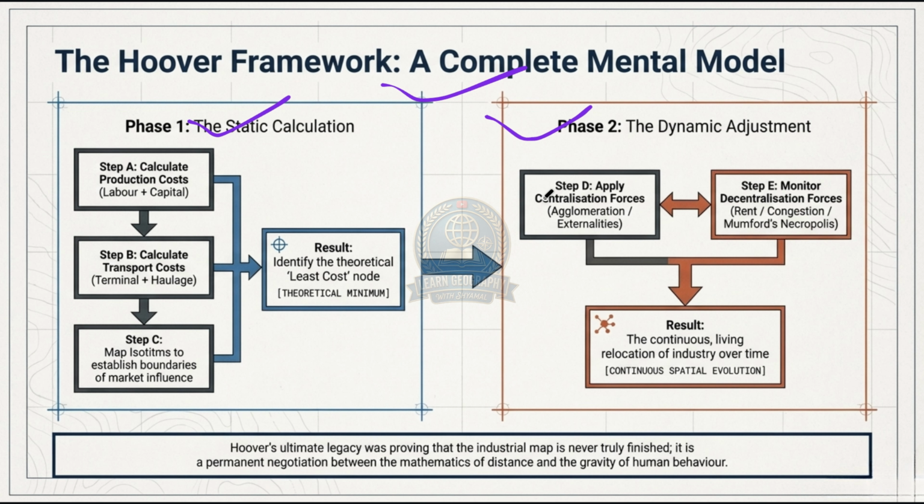Phase 2, the dynamic adjustment. Step D, apply centralization forces, agglomeration and externalities. Step E, monitor decentralization forces, rent, congestion, and Mumford's necropolis. Ultimately this leads to the result: the continuous, living relocation of industry over time, a continuous spatial evolution.